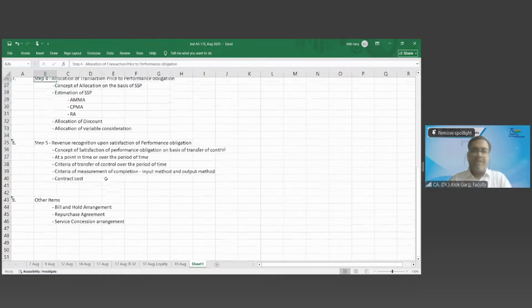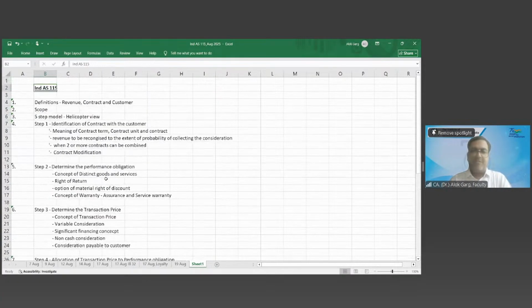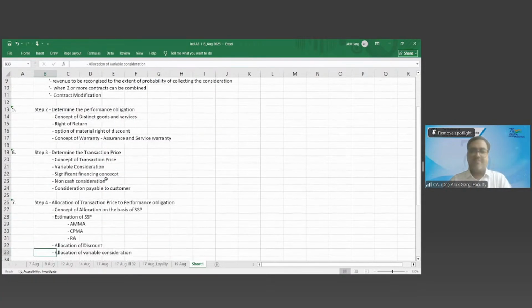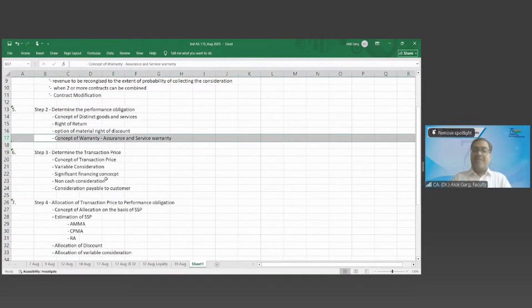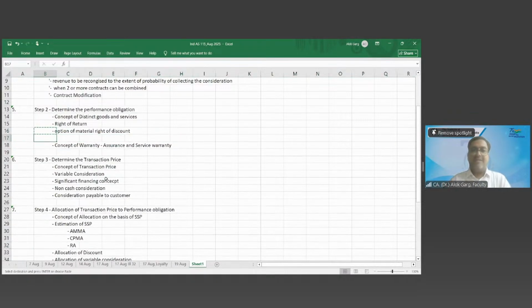I have left one item in writing here. Can you tell me what was that item? What is that item in step number 2? Can you tell me? What is that item?